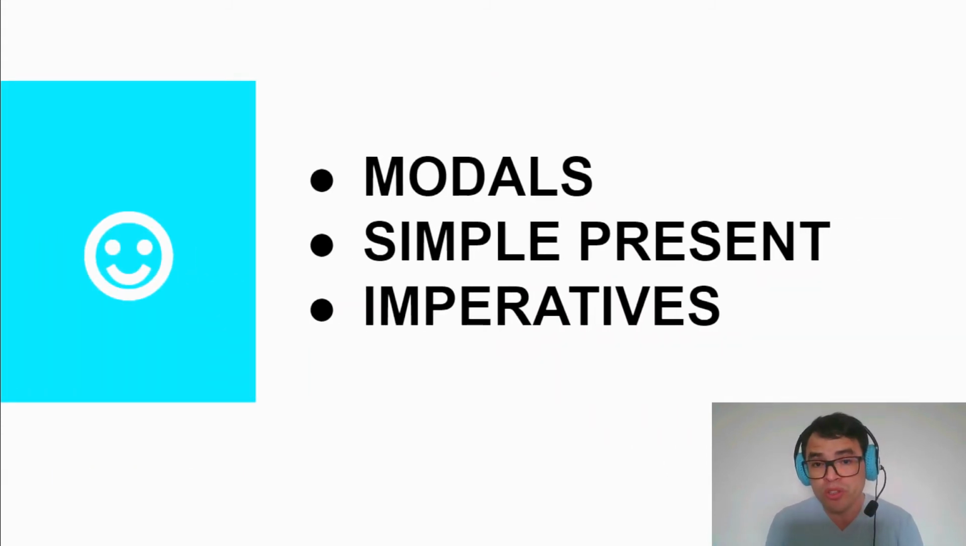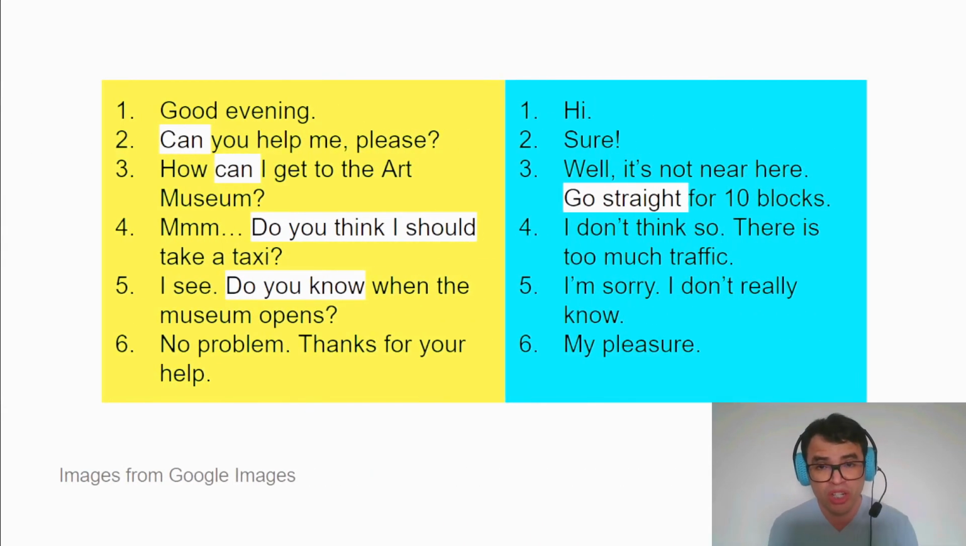You can use modals, the simple present, and imperatives to have a conversation like this. For example, you can be student A, yellow, and your partner can be student B, light blue. Do you see in yellow the modals? Yes, examples of modals. For example, in number 2 you have can you, can I get. In number 4 you see examples of the simple present. The same happens in number 5.